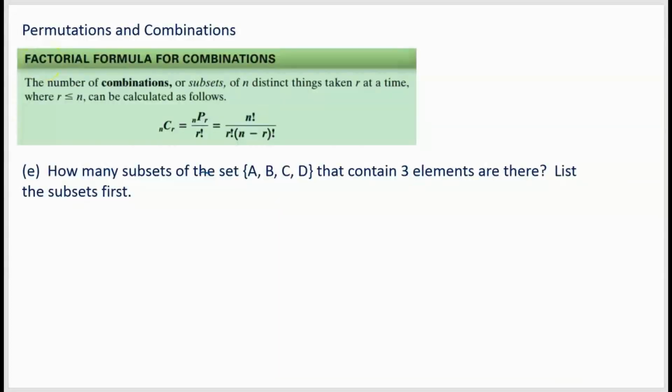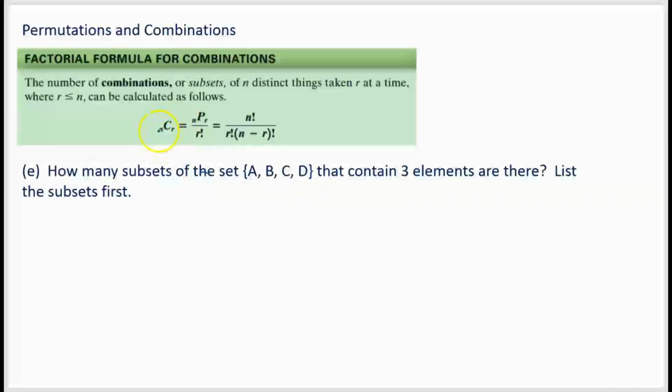If you'll notice in green here, we have a formula for what we call combinations. If we read what it says: the number of combinations or subsets of n distinct things taken r at a time, when r is less than or equal to n, can be calculated as follows. Notice the notation for a combination is a big C.